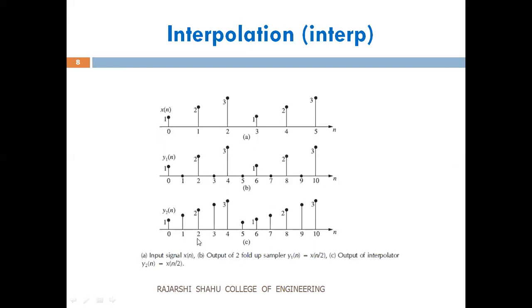In the next stage, which is the output of the interpolator, we can see that at the positions where the zeros were inserted, samples are added. Those are relevant to the nearby, adjacent samples. So if you compare the number of samples in the original signal x of n and the interpolated signal y2 of n with interpolation factor 2, we can see that the number of elements is doubled.